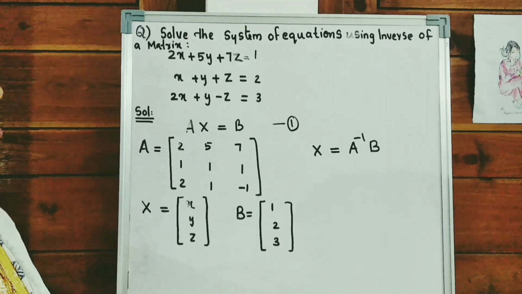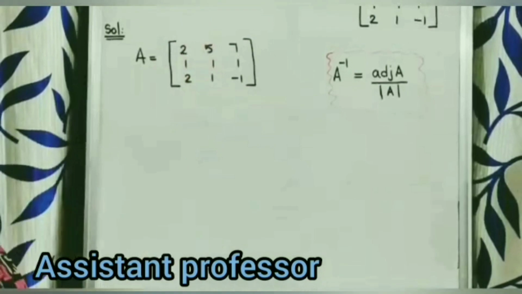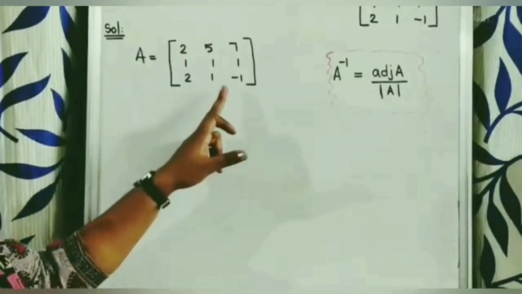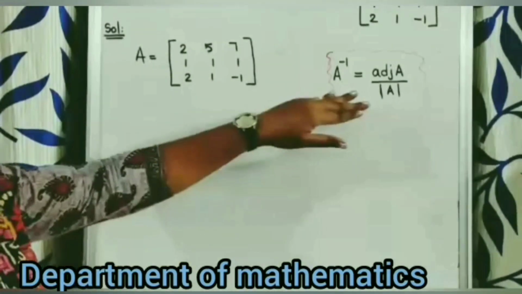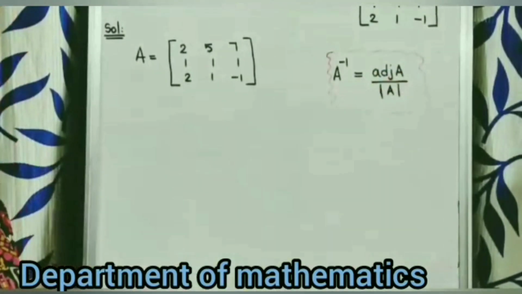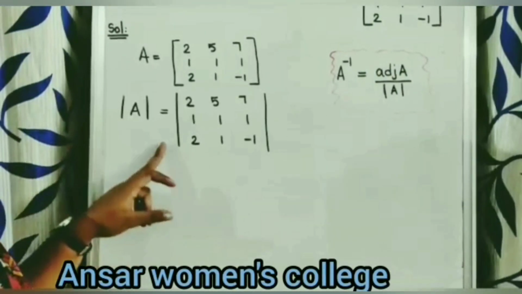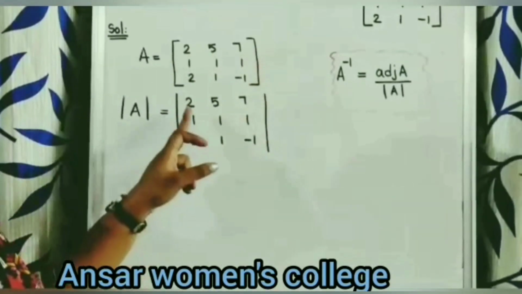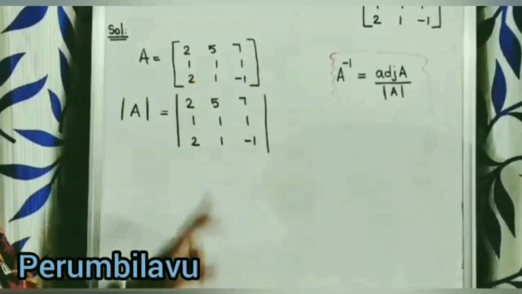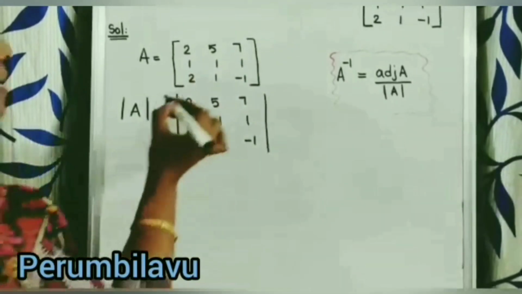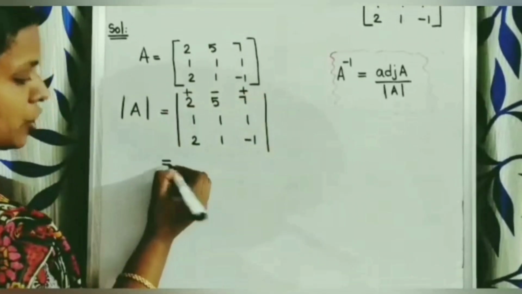Now we are going to find A inverse. A equal to matrix 2, 5, 7, 1, 1, 1, 2, 1, minus 1. Here we have to find the inverse of this matrix. We know that A inverse is equal to adj A divided by determinant A. First we find determinant A. Determinant A is equal to determinant with first row 2, 5, 7, then 1, 1, 1, and 2, 1, minus 1. First we assign the signs positive, negative, positive. Then find the determinant value.